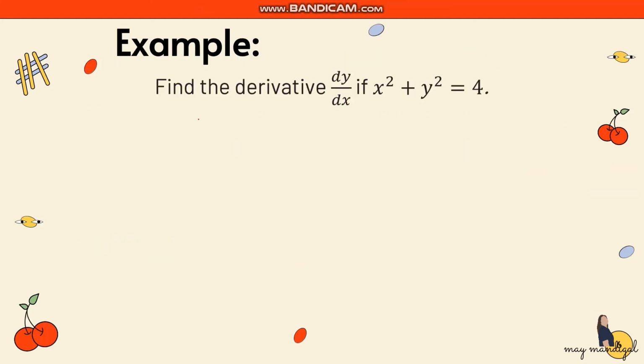So let's have an example. Find the derivative dy over dx if x squared plus y squared is equal to 4. So first thing that we have to do, we have to get the derivatives of all of the terms. As you can see, this one is an implicit function because there are two variables present on one side. So what we will do is we have to get the derivative of our function with respect to x. You just have to write it like this so that you know what to do for each term.